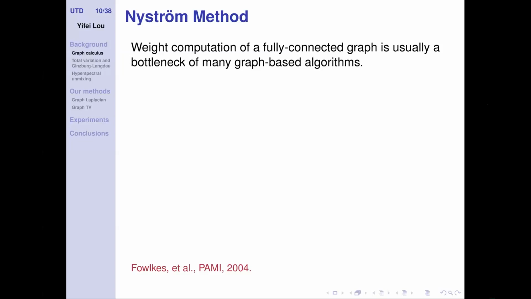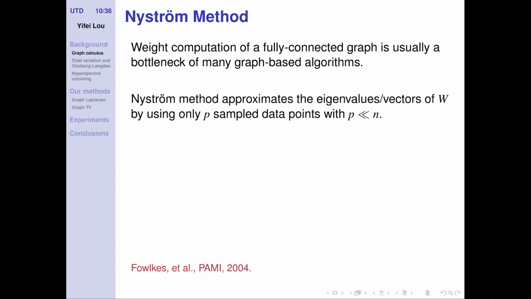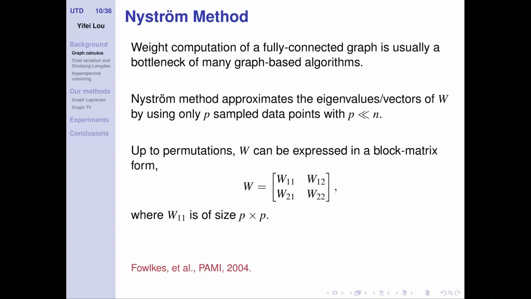So weight computation of a fully connected graph is a bottleneck to many graph-based algorithms. To accommodate big data, there is the Nystrom method, which tries to approximate the eigenvalues and eigenvectors of this W by only using p sampled data points, and presumably p is much smaller than n. We use this weight to measure the similarity between two nodes, right? So instead of doing every pair, which costs an n-squared calculation, we only compute the p points to the rest of them.